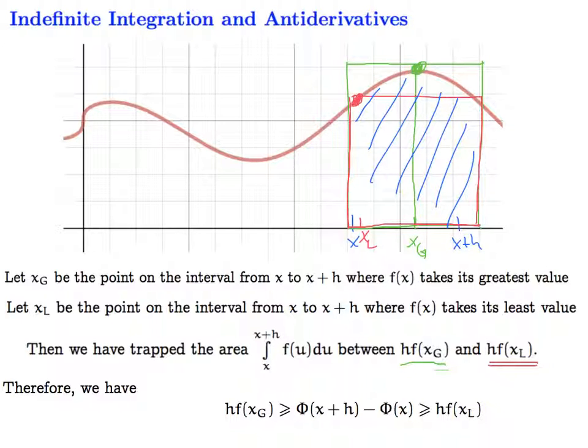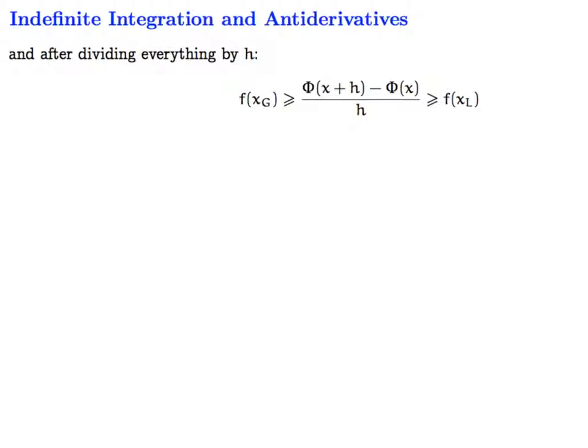Therefore, I've trapped my numerator in between these two other area computations. I've really trapped that integral right there. And now we want to see what happens once we start making h pretty small. After dividing, I'm going to trap my difference quotient in between these two other quantities. I'm going to trap it between the high value my function takes on the interval, and the low value that my function takes on the interval.